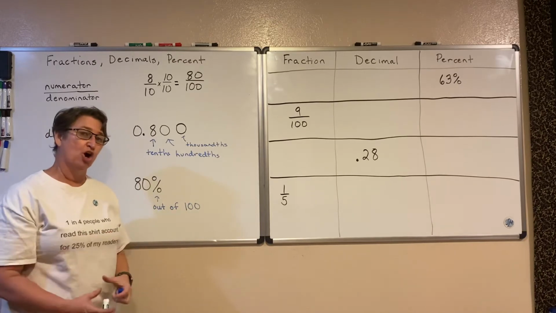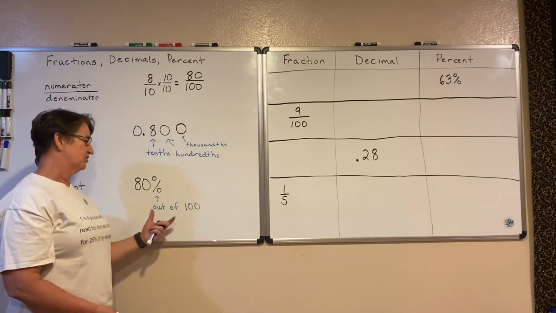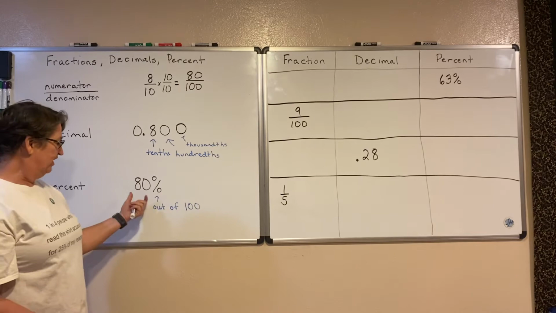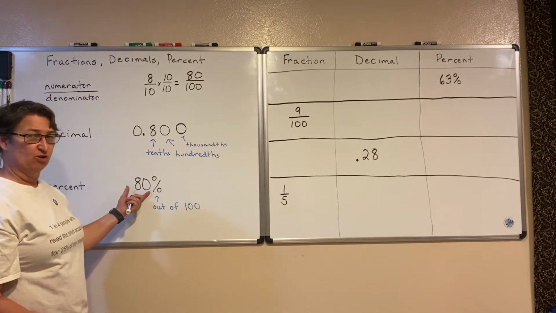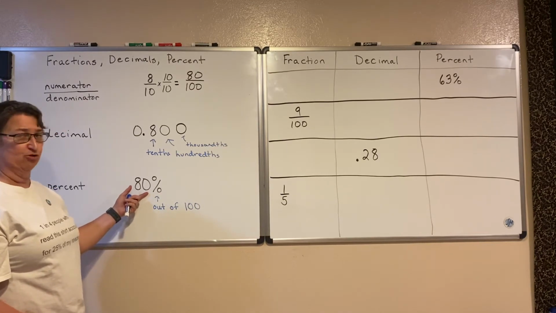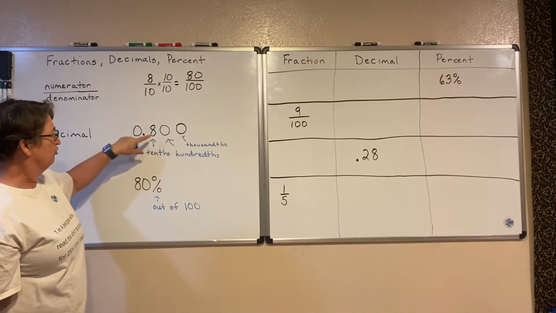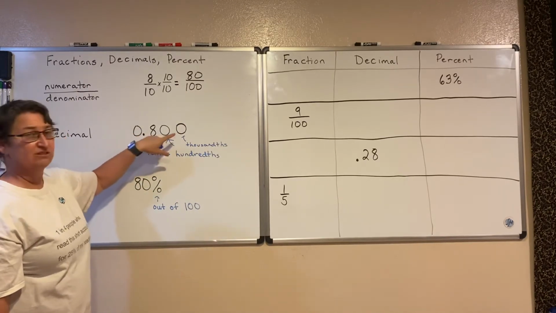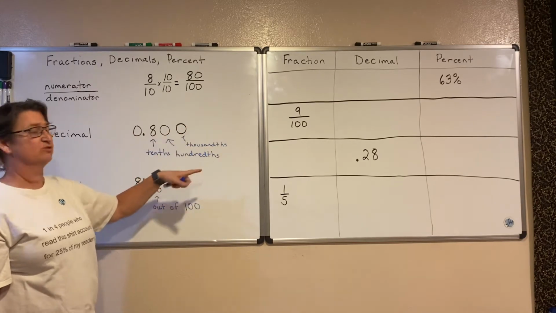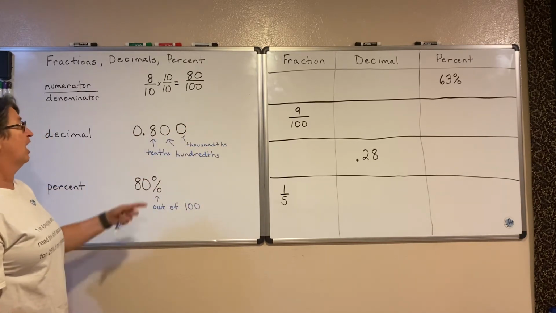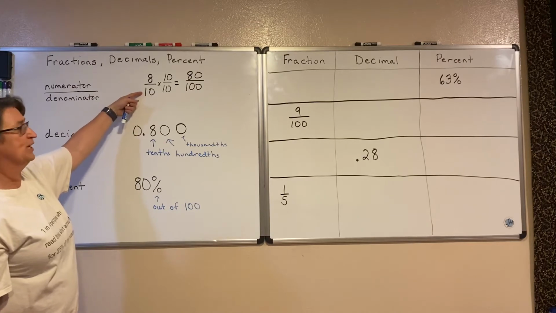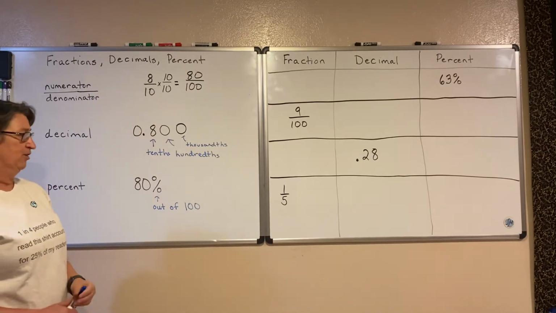They're just a part out of the whole. It's just that percents are always out of 100, so your denominator is always 100. Our decimals are always out of tenths, hundredths, thousandths, 10,000ths. That's always our denominator. And then with fractions, we can have anything as our denominator there.